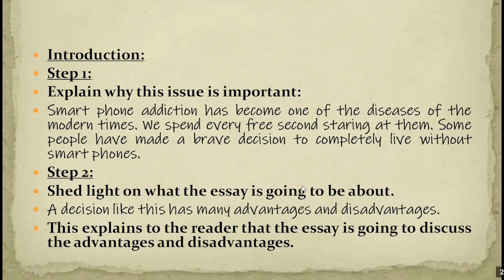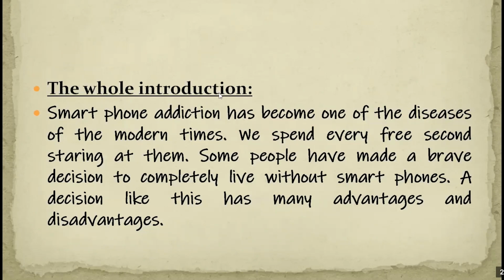Now, shed light on what the essay is going to be about. I'm going to write an essay about the advantages and disadvantages of living without smartphones. So I need to tell my reader that this is what the essay is going to be about. A decision like this has many advantages and disadvantages. So when I write that, this explains to the reader that this essay is going to discuss the advantages and disadvantages. The whole introduction will look like this.